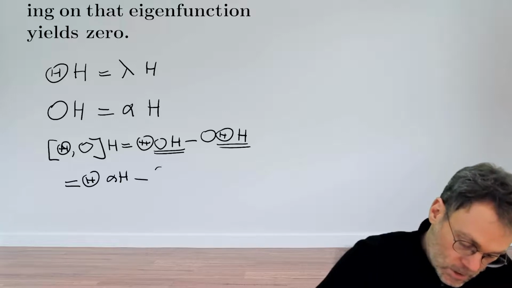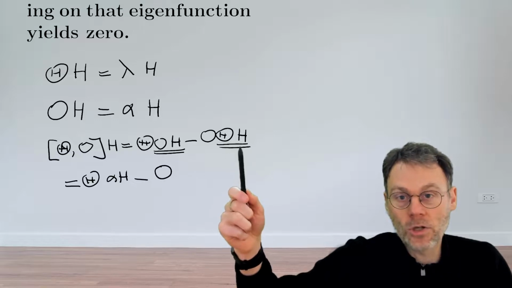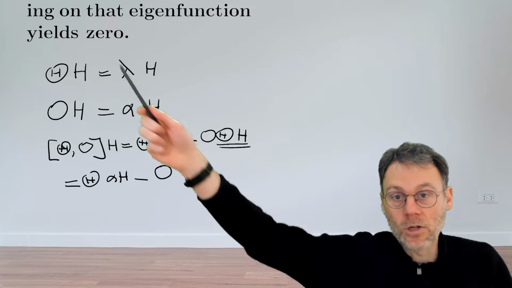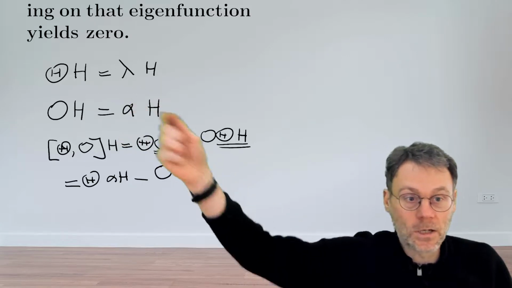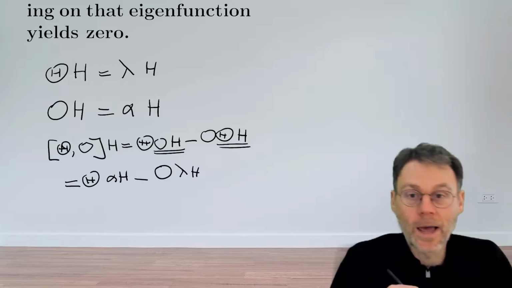And then minus, we have the operator O operating upon theta h, but by virtue of the fact that we're dealing with eigen problems here, theta h, as you see up there, theta h is lambda h. So O of h operates on lambda h.